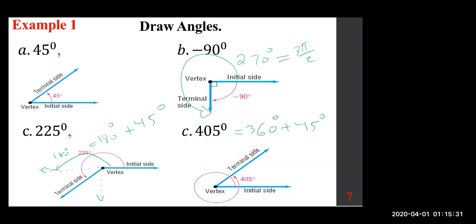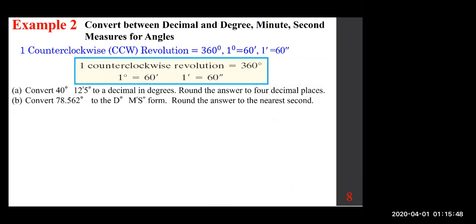All right. This is example 1. We looked at how to draw angles in standard position. All right. Now we want to convert between decimals and degrees, minutes, seconds, and so forth.